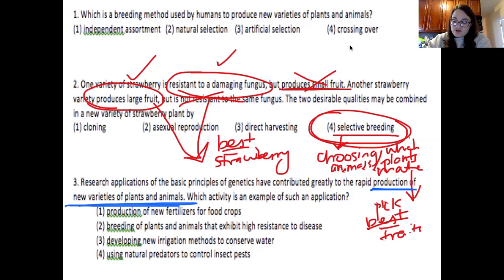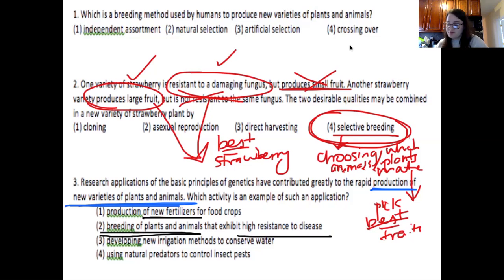So the answer choices here are number 1, production of new fertilizers for food crops. Number 2, breeding of plants and animals that exhibit high resistance to disease. Number 3, developing new irrigation methods to conserve water. Or number 4, using natural predators to control insect pests. Now, only one of these is talking about producing new varieties of plants and animals. Number 1 is talking about making new fertilizers, which is not a plant or an animal. Number 2 is talking about breeding new plants and animals that exhibit high resistance to disease.